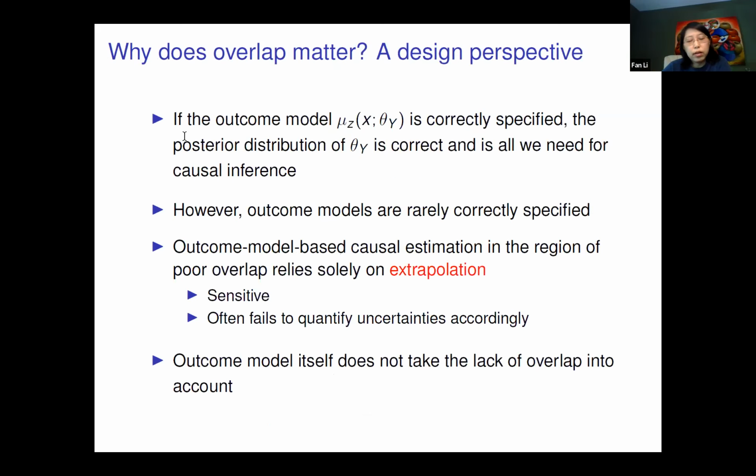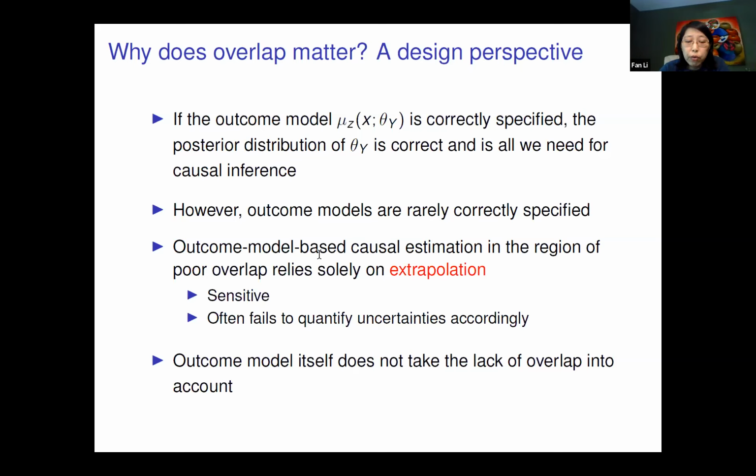Okay, so now from a design perspective, the key thing is, remember, if you're Bayesian, then you do an outcome model. If the model is correctly specified, the posterior distribution of theta y would be correct, and that's all we need for causal inference. However, we all know that the outcome model is rarely correctly specified, even in moderate dimensions. So Bayesian inference is about, we have two samples, and you compare their counterfactuals.